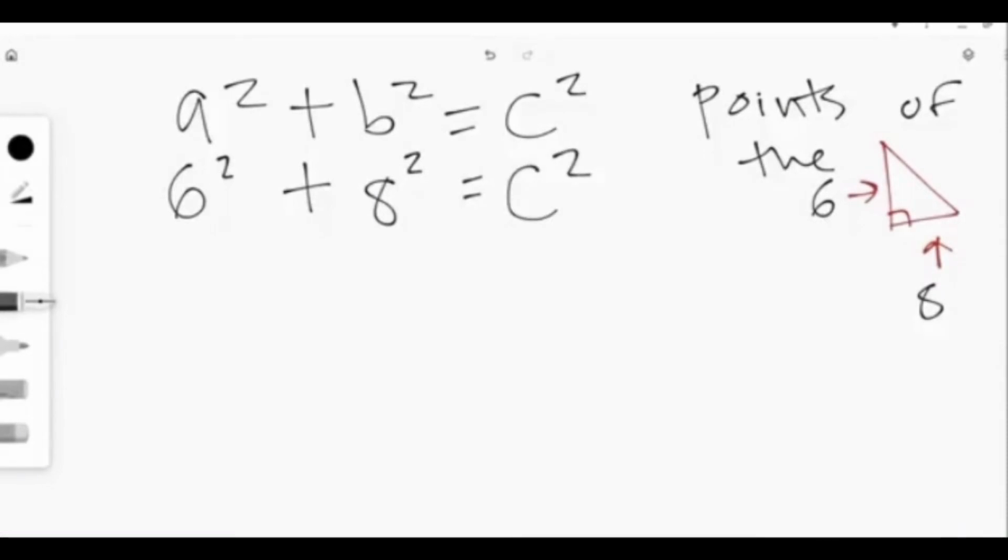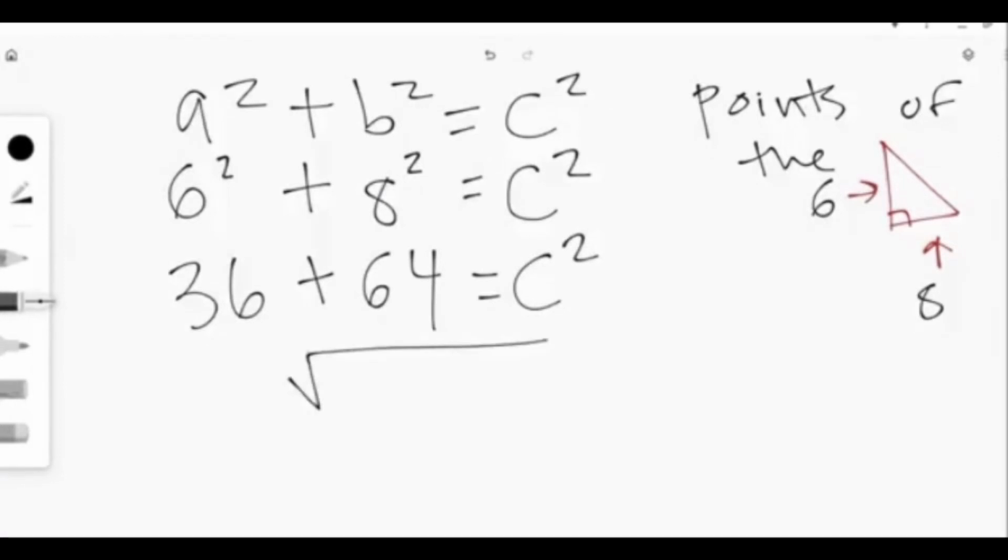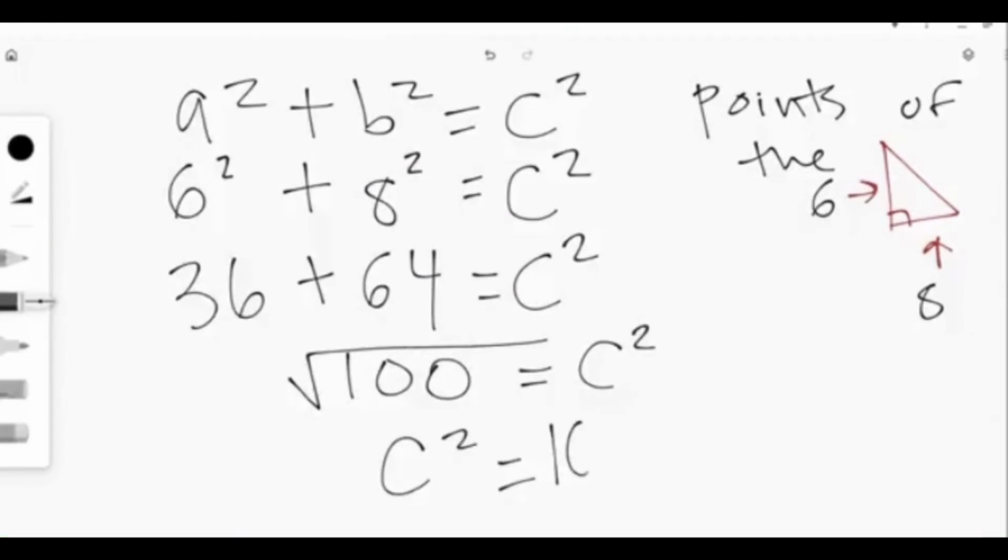Then you have to square the numbers. 6 squared is 36. And 8 squared is 64. Now you have to find the square root of the sum, which in this case is 100. Now you get c, which equals 10. That's how you find the distance between the 2 points.